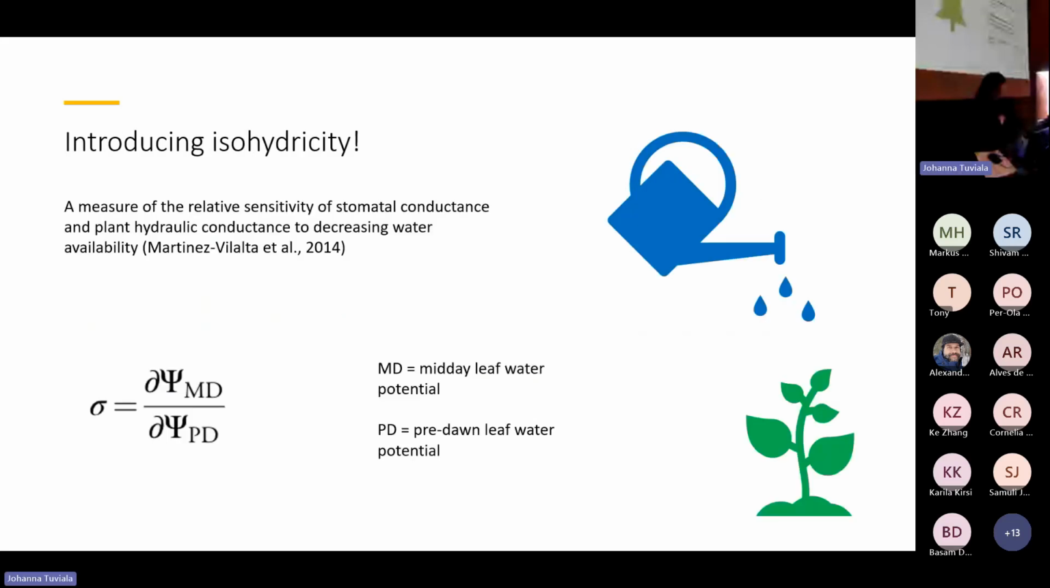So now I'm going to introduce isohydricity. It's essentially a measure of the relative sensitivity of stomatal conductance and plant hydraulic conductance to decreasing water availability. This is usually used at the experimental level. And so here it's essentially the difference between midday leaf water potential and pre-dawn leaf water potential.